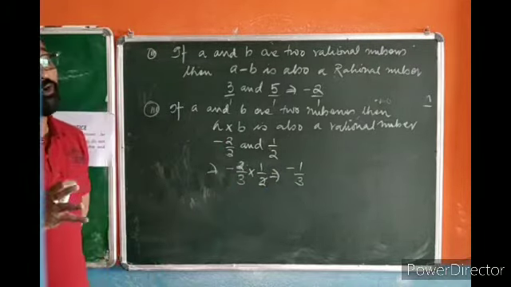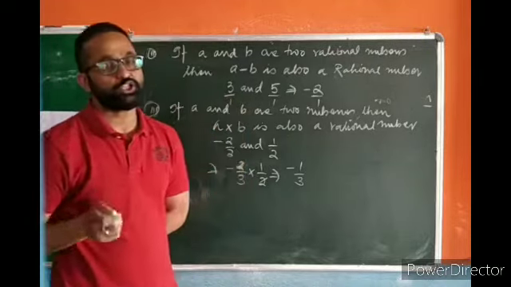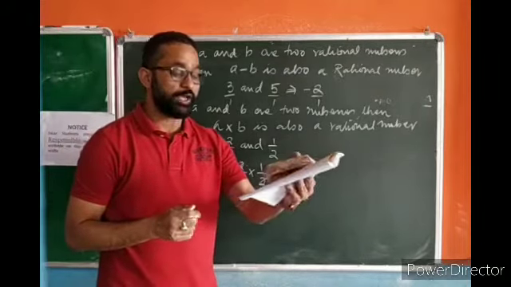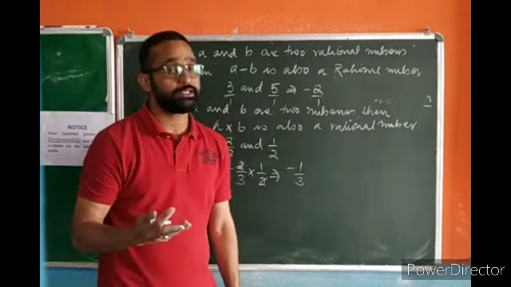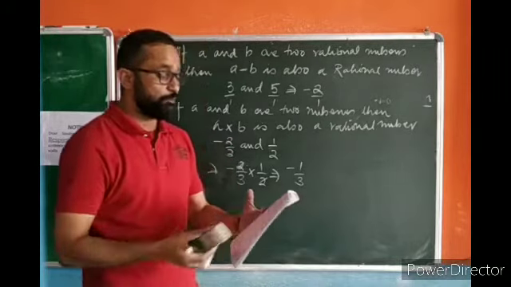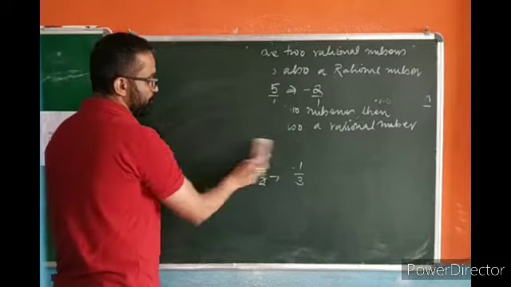So addition of two rational numbers is rational, subtraction is rational, multiplication is also rational, and the last one, division of two rational numbers will also give you a rational number. So these are the properties related to the rational numbers.